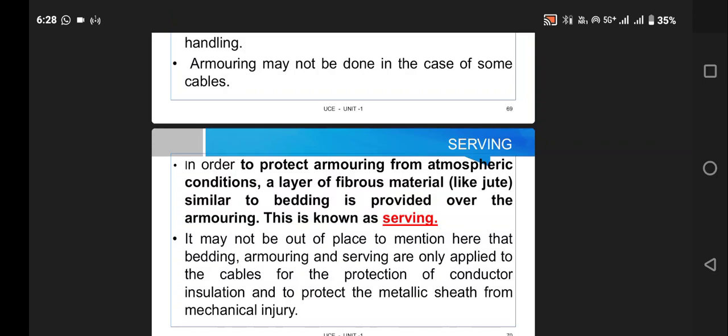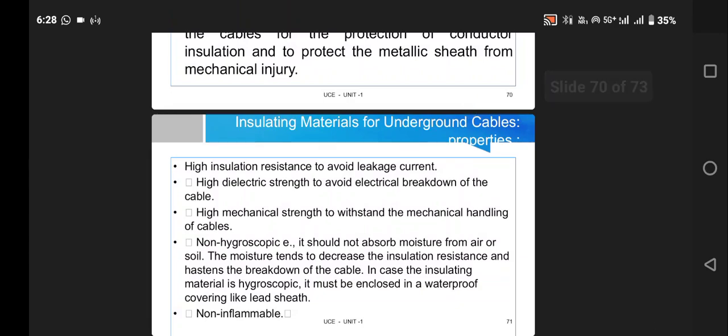The insulating materials which are used for underground cables consist of several properties. These are the properties of insulating materials.